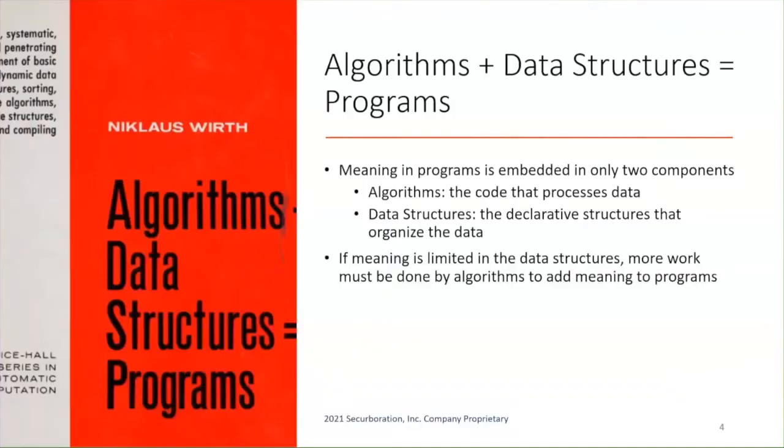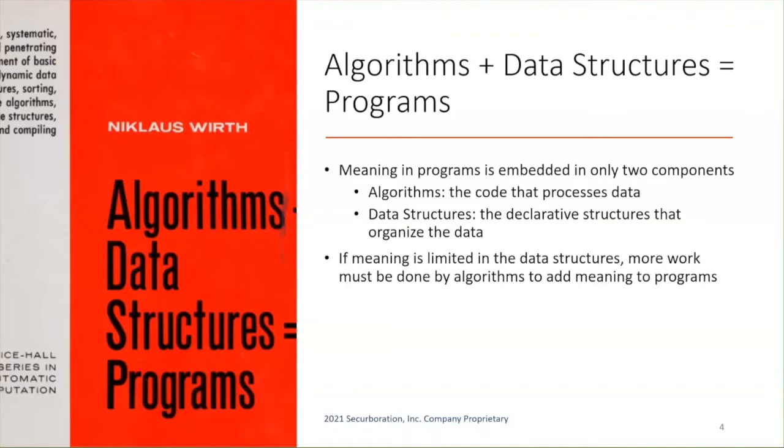And we can frame this problem if we go back to the history of computer science. I think we can use this as a framework for identifying the semantic limitations of databases. So Nicholas Wirth wrote a book back in 1974 titled Algorithms plus Data Structures Equal Programs. And basically what he was arguing here was that programs consist of two components: the algorithms, which is the code that processes data, and the data structures, which are the declarative structures that we use to organize our data.